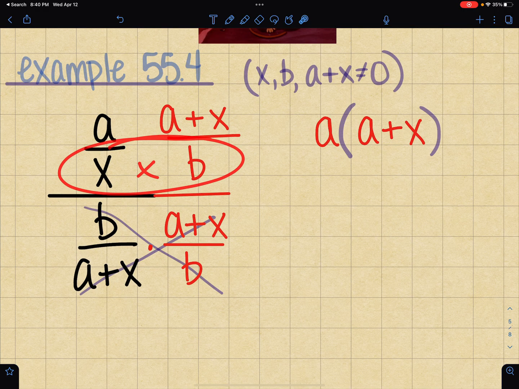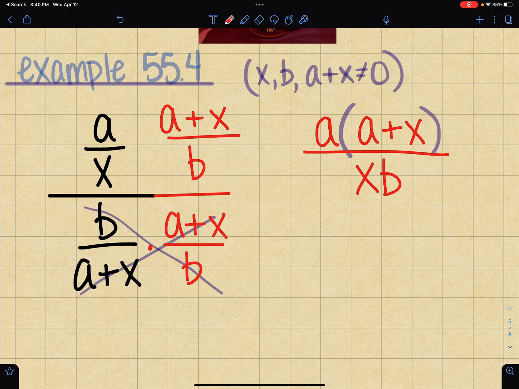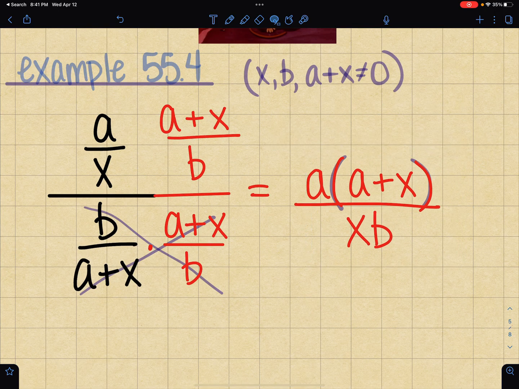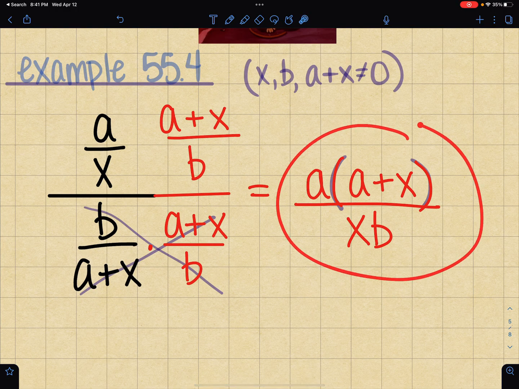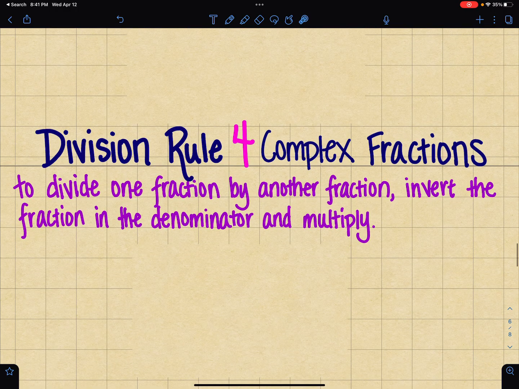Denominator, multiply those straight across and write the answer there. It's going to be xb. Yeah, now that's the right answer. And I don't need to do anything on the bottom because it's all going to be over 1. That's my final answer. Yeah, we got it.